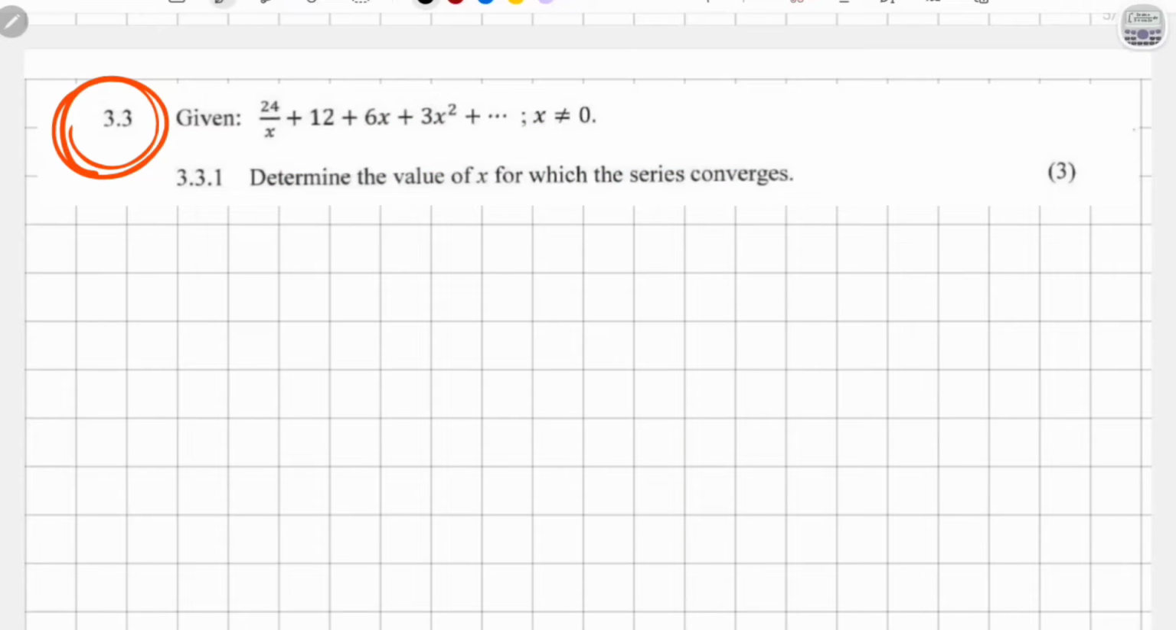Okay, so given this series that we have where x is not equal to 0, so it's in terms of x, and we have 3.3.1 saying determine the value of x for which the series converges. Okay, for a series to converge, first of all, it has to be geometric. So when a series converges, it really just heads towards a specific number and doesn't go beyond that number.